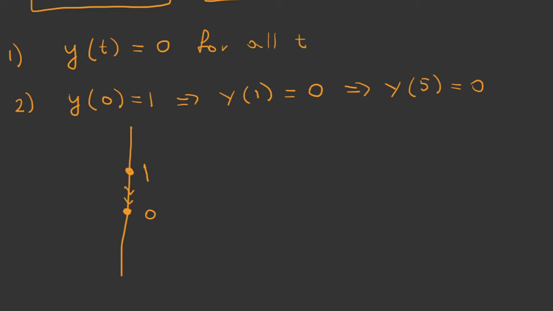Now, that is not the case for the second differential equation. Let's go ahead and look at that differential equation. So now we're looking at y prime equals negative y squared. Suppose our object starts at y equals 1. The initial position is y equals 1.